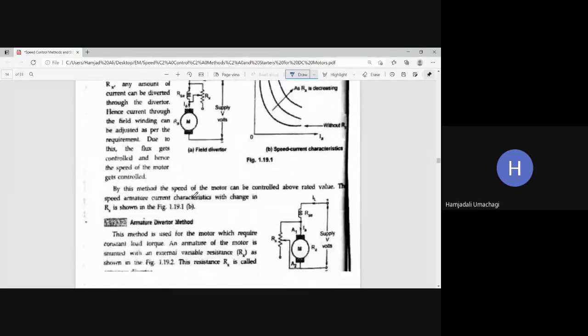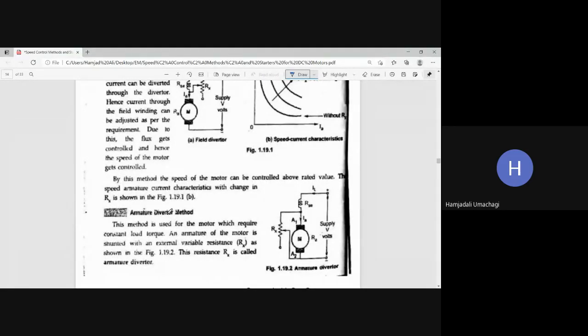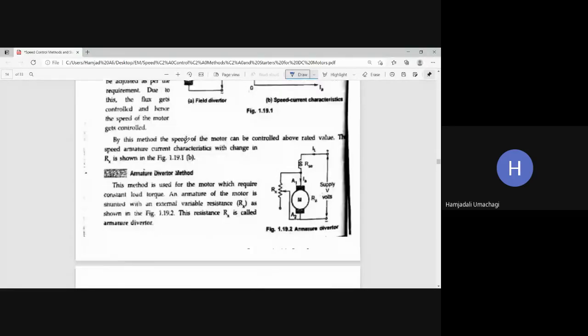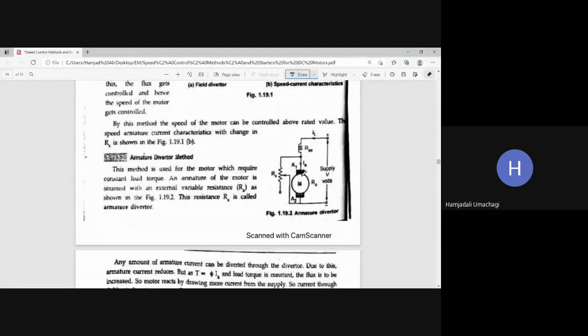Then coming to the second method. The second method is the armature diverter method. In the first case, we diverted the field, and now we are going to divert the armature. So you need to connect one rheostat in parallel with the armature. This is the armature circuit. To this armature, connect one rheostat in parallel, and this is the slider. As you keep on changing the slider, what happens? Automatically, the current flowing through the armature changes.